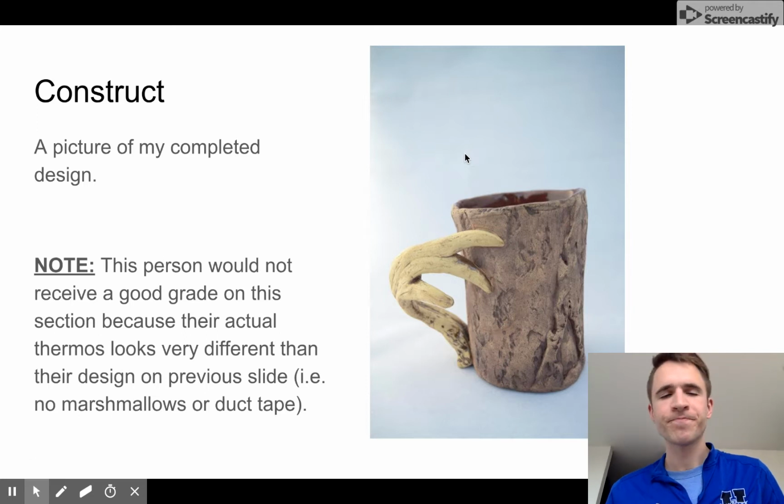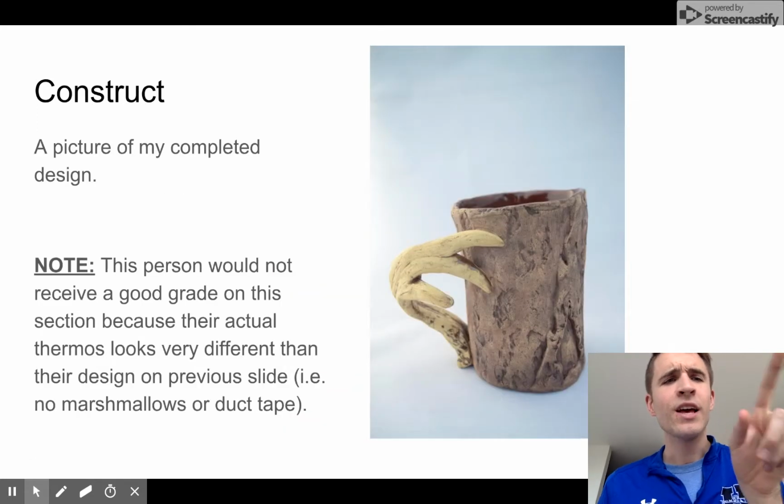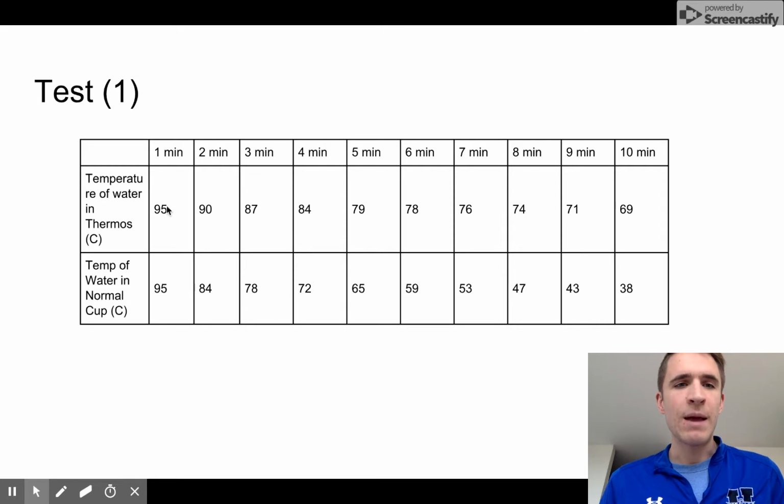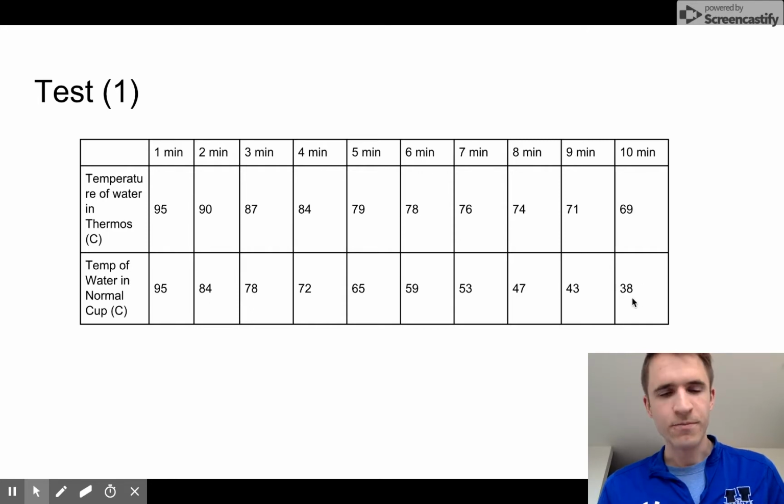Keep that in mind. After you have your design and you included what you actually made, you're going to test it. Right here, I put water in the thermos, I put water in a normal paper cup, and I measured the temperature for 10 minutes. You can see my temperature goes down for both of them, right? They both lose thermal energy, and hopefully this happens to you as well. This one lost thermal energy much slower than this one, which is good.